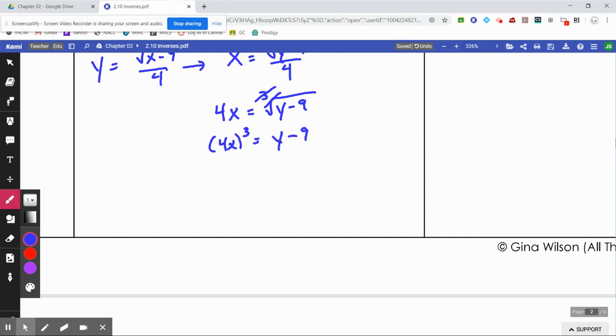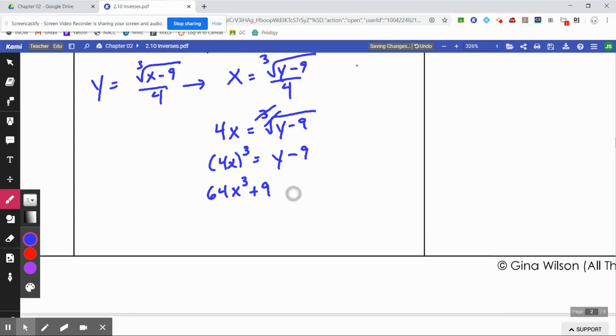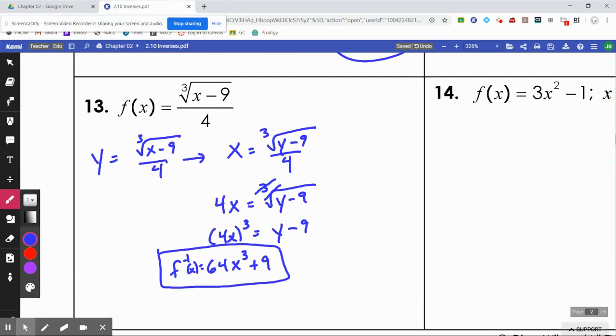And I'm going to go ahead and write that as 64, which is 4 to the third, and x to the third. Move your minus 9 over by doing plus 9, so you have y equals 64x to the third plus 9, which we can again now write as f inverse is equal to. The original function, if you remember what I told you it looked like, the domain and the range were both negative to positive infinity, so therefore we have no domain restrictions there.